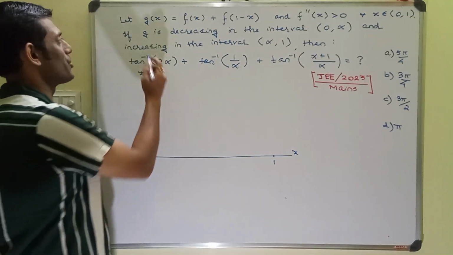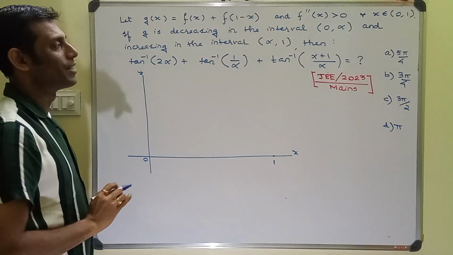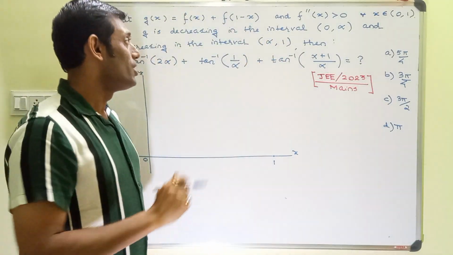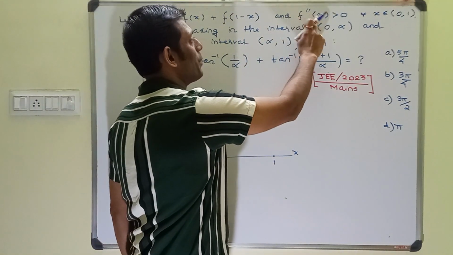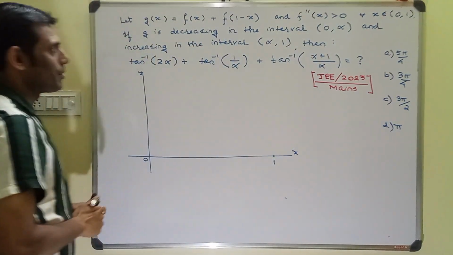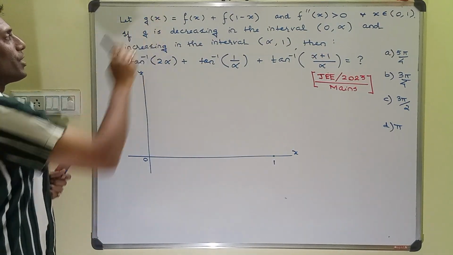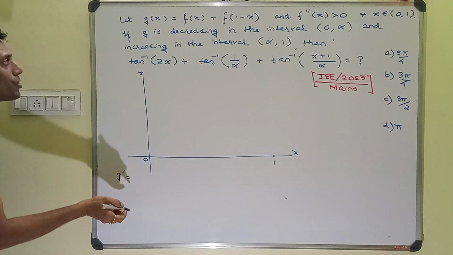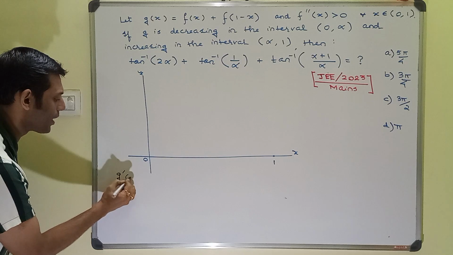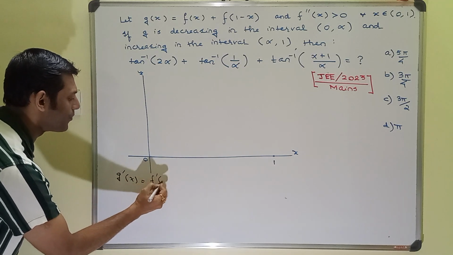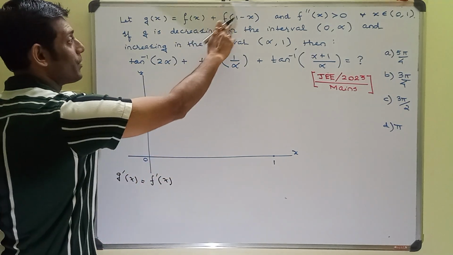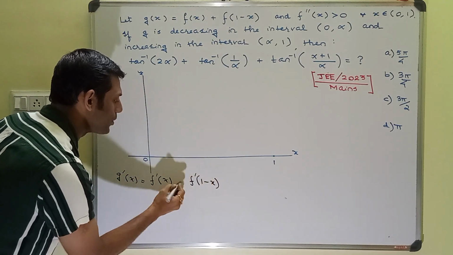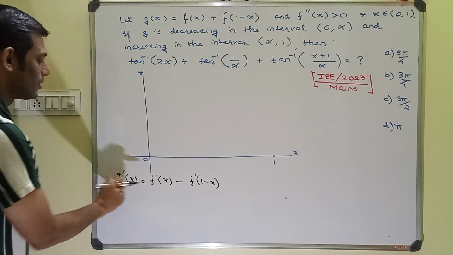As stated in the question, g is decreasing in the interval 0 to alpha and increasing in the interval alpha to 1. Observe carefully, f double dash is greater than 0. Now if we differentiate this function g of x, g dash of x is going to be equal to f dash of x minus f dash of 1 minus x, as the derivative of 1 minus x produces a minus, and this is the g dash.